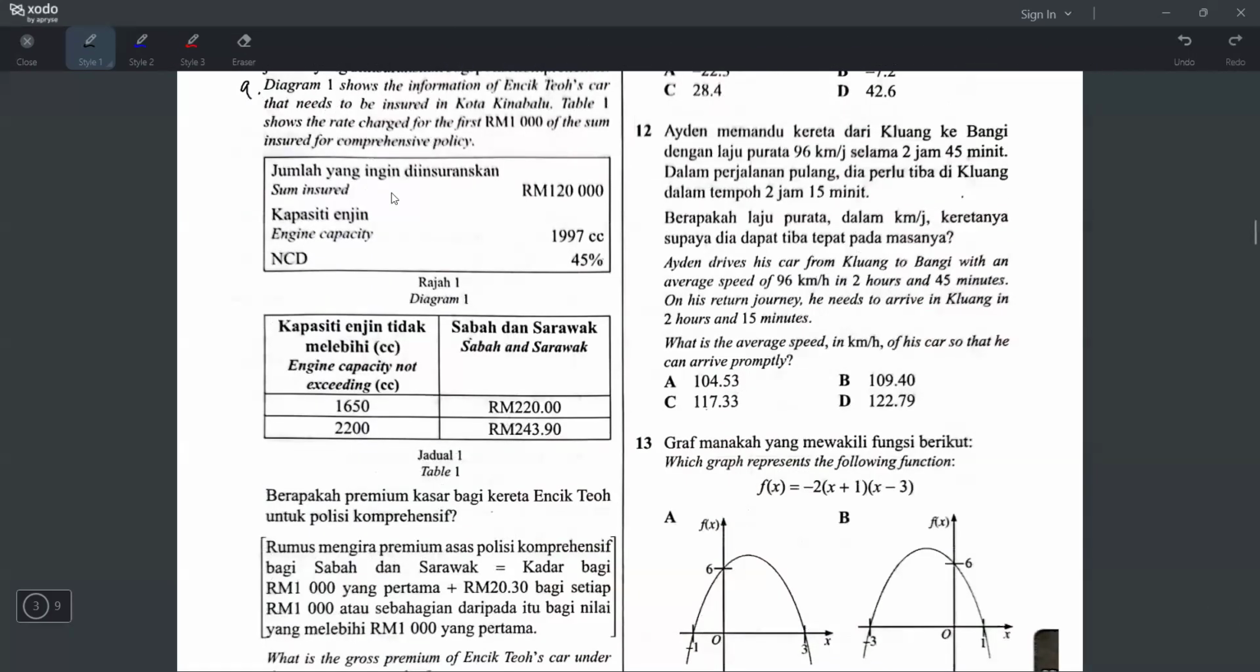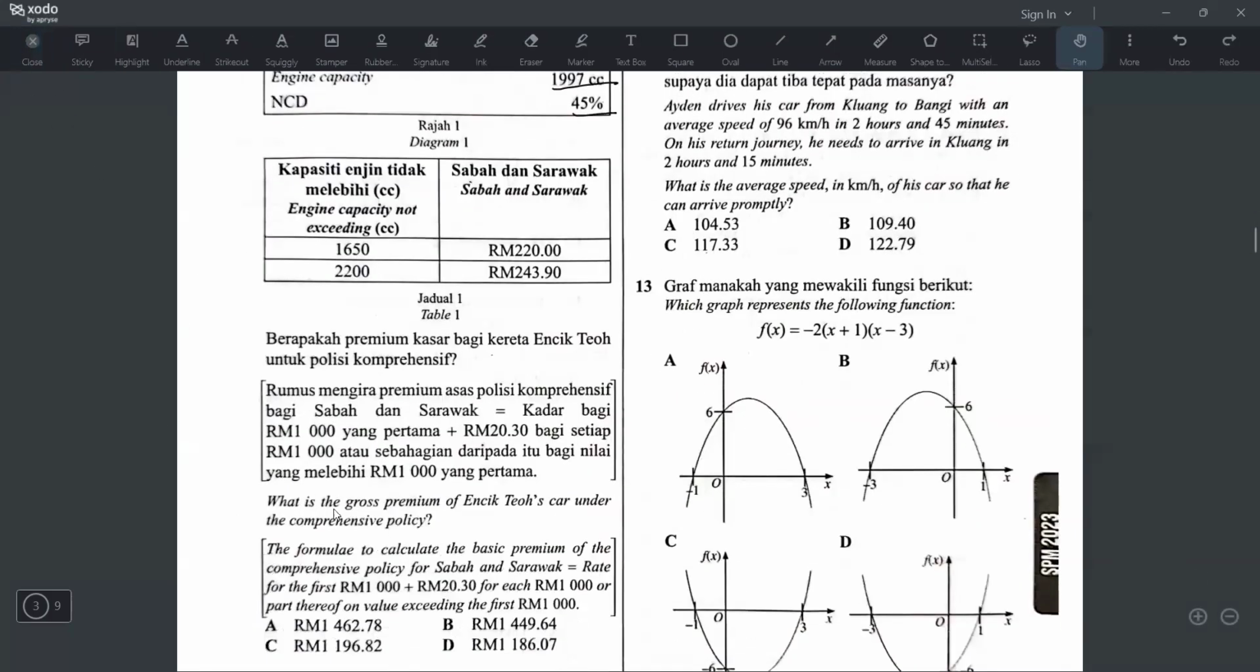Okay, number 9. So I think this is insurance. Yeah, I think it's motor insurance. Okay, let's read. Diagram 1 shows the information of Encik Teo car that needs to be insured in Kota Kinabalu. Table 1 shows the rate charged for the first 1,000 ringgit of the sum insured for comprehensive policy. Okay, so dia bagi sum insured, dia bagi engine capacity, dia bagi NCD, and then dia bagi this. I think this is the motor tarif. Okay, and then they ask what is the gross premium of Encik Teo car under the comprehensive policy, and they even give you the formula here.